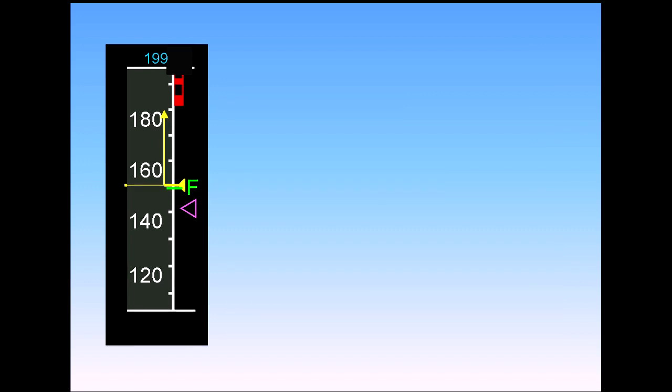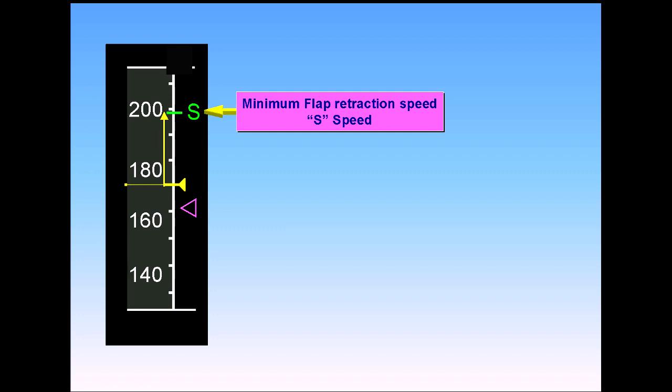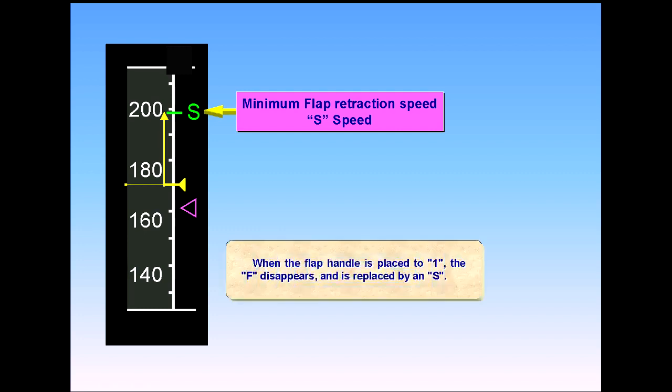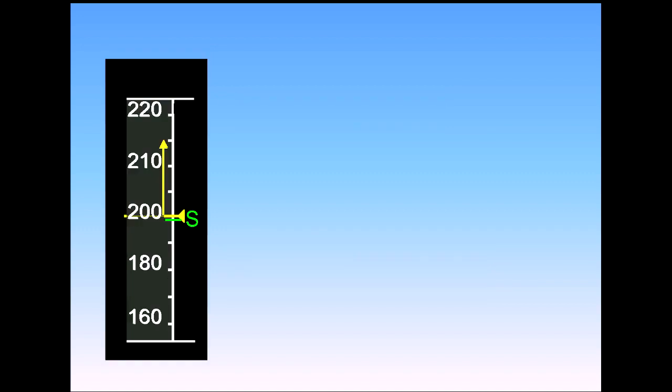When the flap handle is placed to 1, the F disappears and is replaced by an S. At S speed, the flaps are retracted to 0. The S disappears, and now the green dot symbol appears. Green dot is defined as the best lift-over-drag speed.